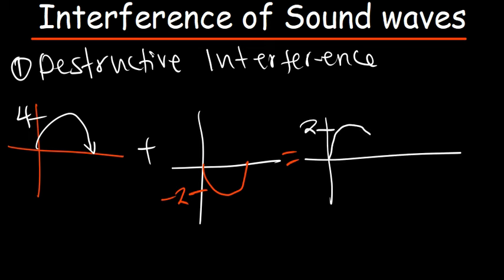So destructive interference has happened. This wave is going to be diminished by the first wave. That's the basic idea behind destructive interference, so it is very, very important for us to understand this.